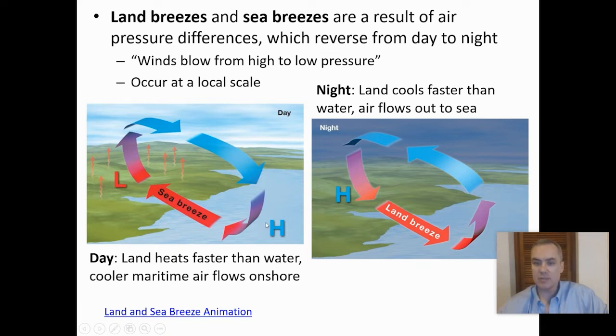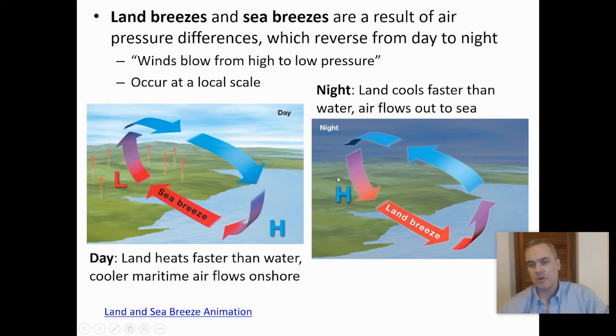Winds blow from highs to lows, and the ocean will be higher than the land. So we're going to have an onshore sea breeze coming from the water onto the land. By contrast, the same thing happens in reverse at night. Land heats up, but also cools down faster than water. And when it cools down, it then becomes condensed and higher pressure than the ocean.